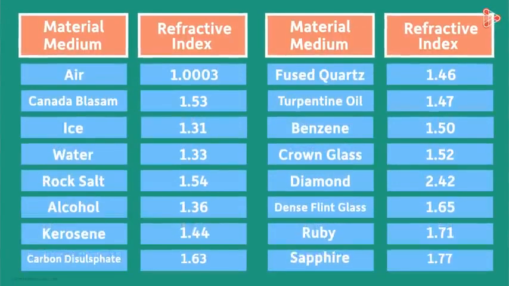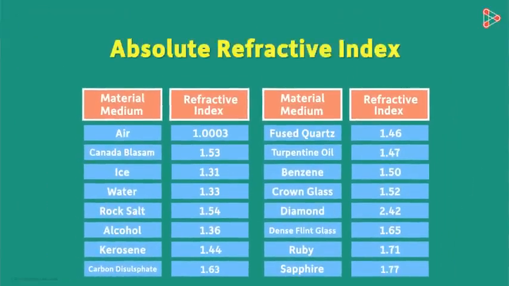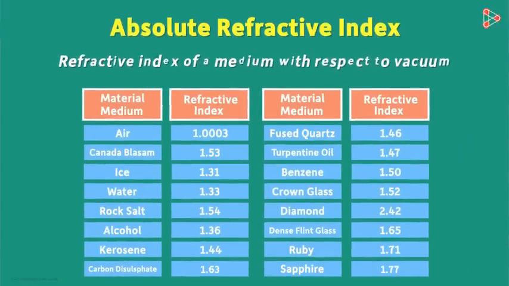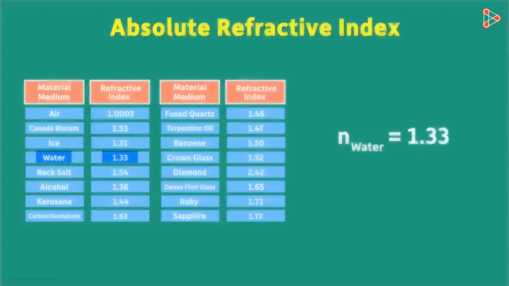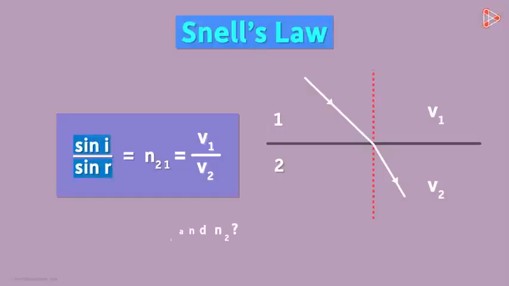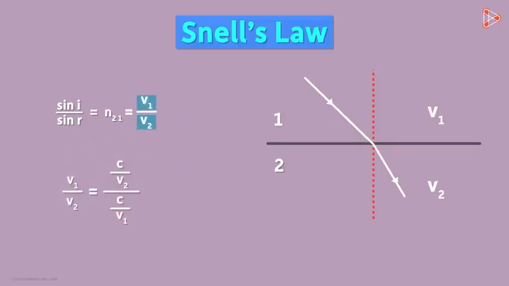We may want to understand the ratio in terms of the absolute refractive indices of the medium. Absolute refractive index, if you remember, is the refractive index of a medium with respect to vacuum. For instance, if the refractive medium is water, then it's written like this. So can we find this ratio in terms of n1 and n2? Yes, we can. We just use some very basic math. We can write this ratio like this, where c is the speed of light in vacuum.